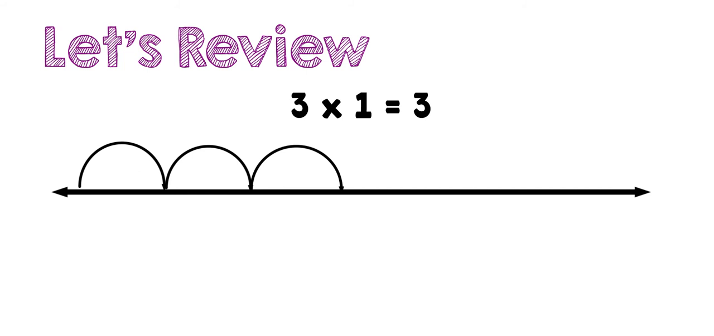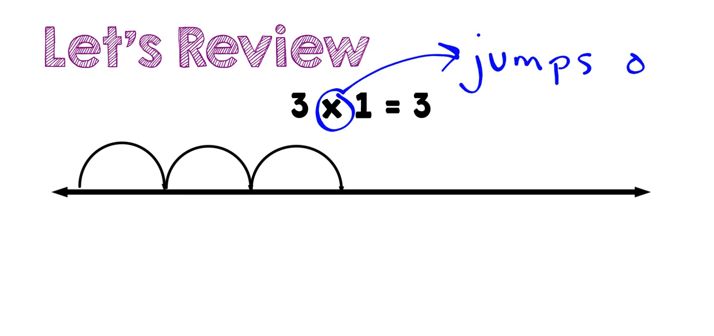3 times 1 equals 3. We've already learned how to do these types of problems on a number line. And when we talked about this in class, we learned that the times means the same as jumps of. So I could read this number problem again, and it could say 3 jumps of 1 equals 3.